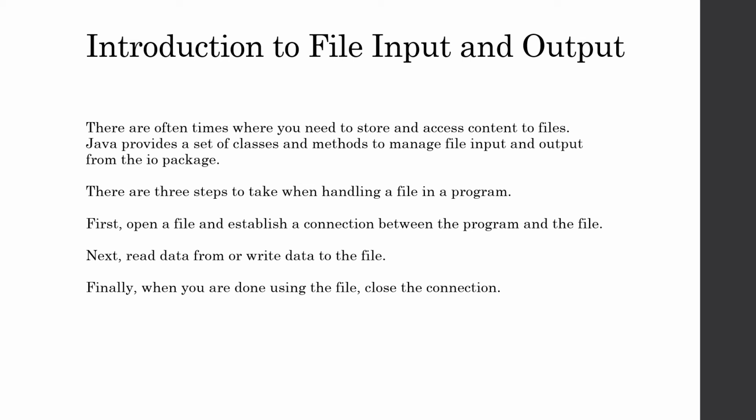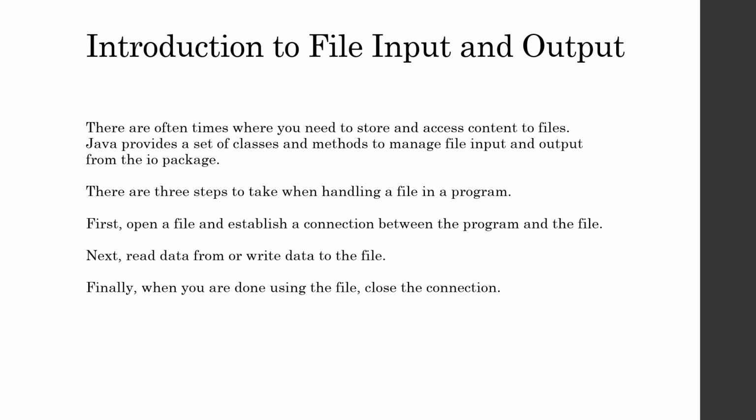So there are going to be three basic steps to take whenever we're handling a file in our programs. First, we're going to open the file and establish a connection between the program and the file. So we need to make sure that we have some way of saying, okay, I want to go get this particular file so that I can either read from it or write to it. Next, we'll actually perform that operation. So we'll read data from or write data to the file.